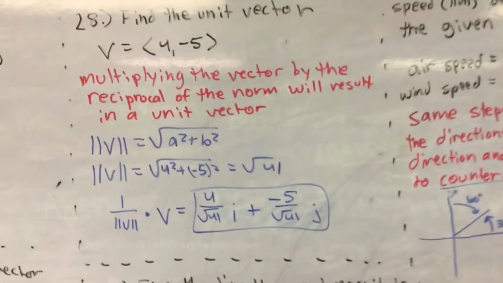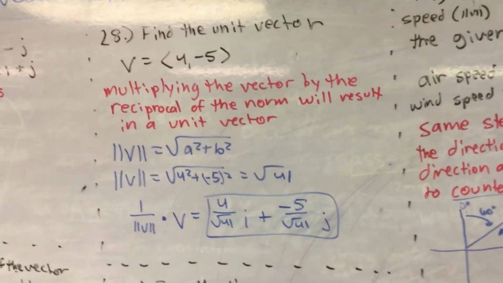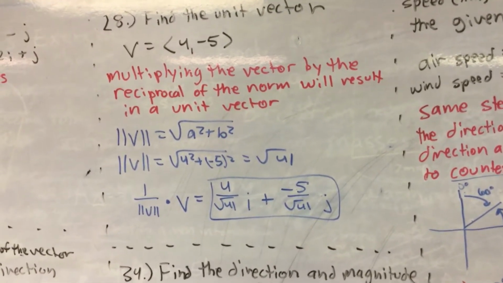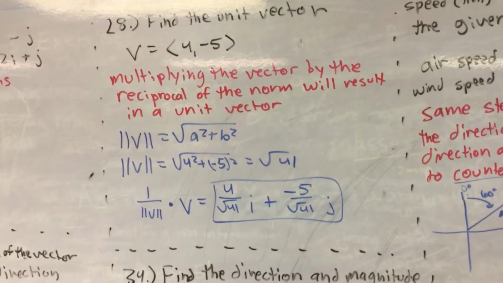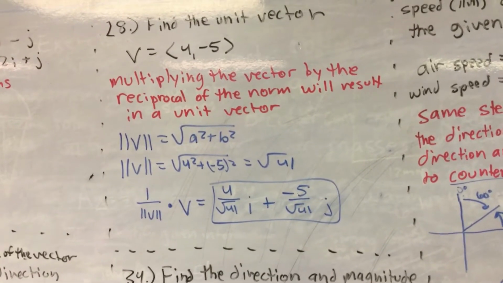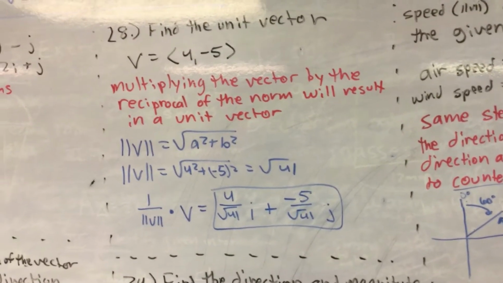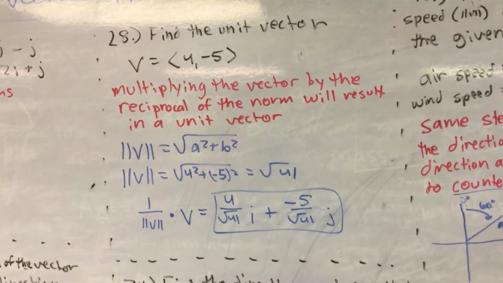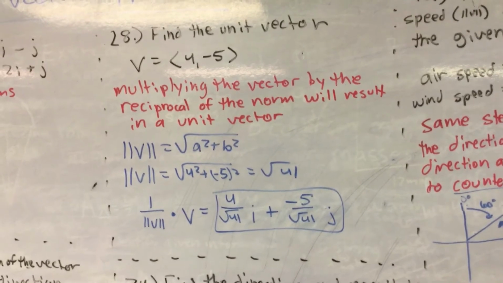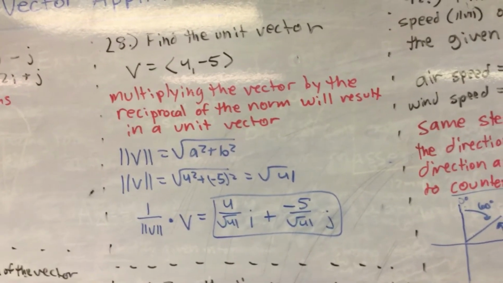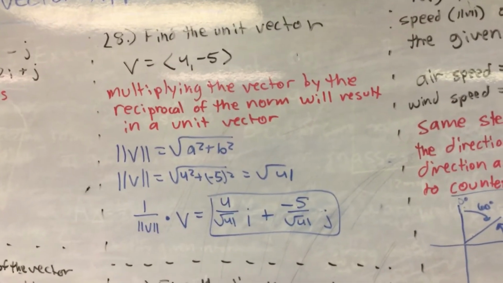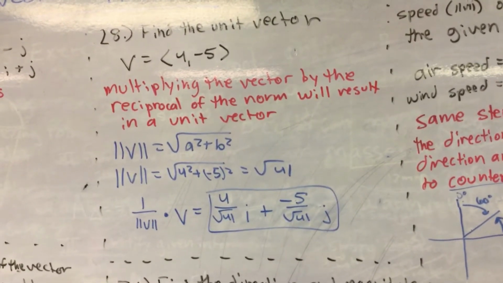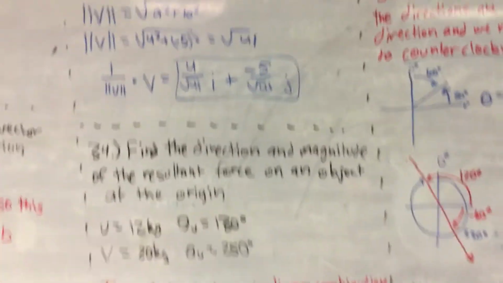Okay, finding the unit vector, very easy. We just find the norm, and then we multiply our vector by 1 over the norm, which is the reciprocal of the magnitude. Right here we find that our norm is the square root of 41. So we just multiply our vector 4, negative 5 by 1 over the square root of 41. And we're going to convert it to this linear combination form whenever we do that unit vector. So it'll be 4 over the square root of 41 i plus negative 5 over the square root of 41 j.